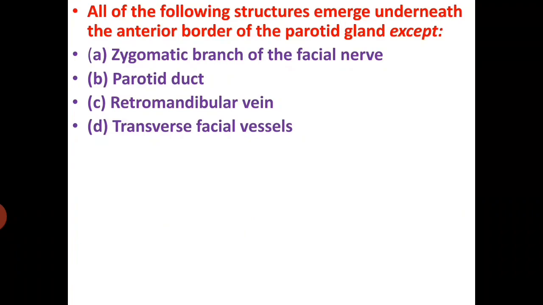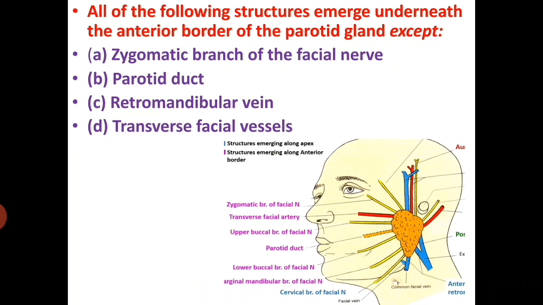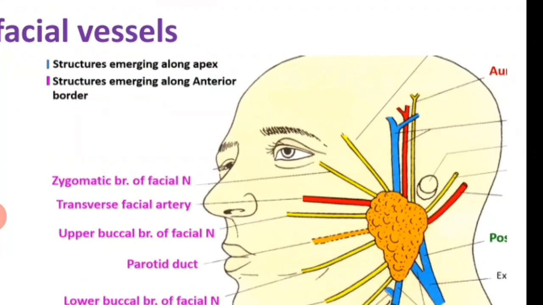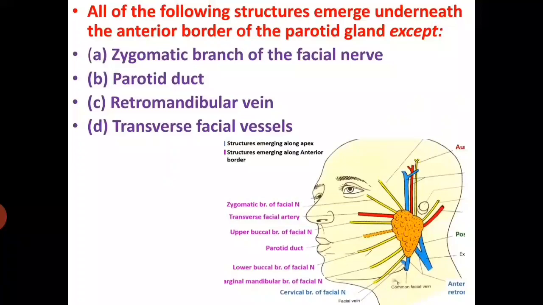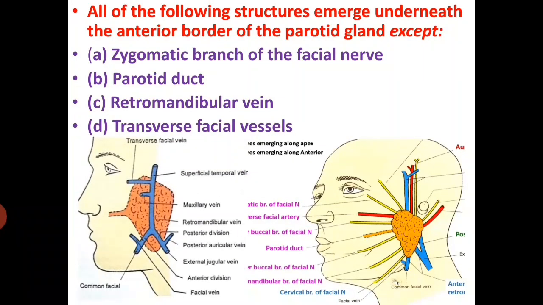facial nerve, parotid duct, retromandibular vein, transverse facial vessels. So we'll see this. In this image you can see from the anterior border of parotid gland, the zygomatic branch of facial nerve is emerging, transverse facial artery is emerging and parotid duct is emerging. So you can see that retromandibular vein lies within the parotid gland. So it passes within the parotid gland.